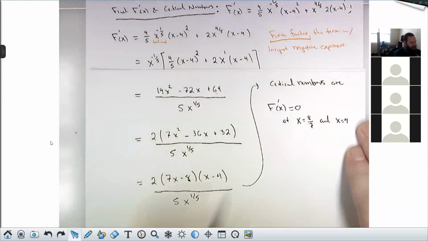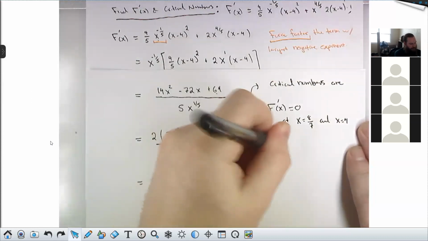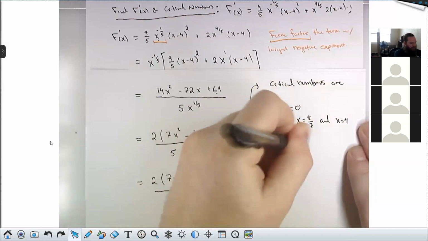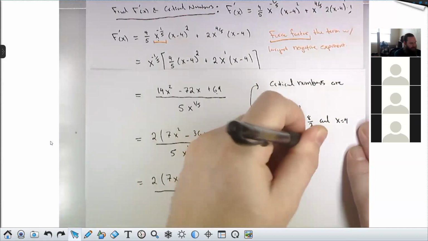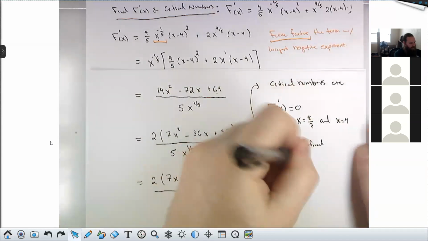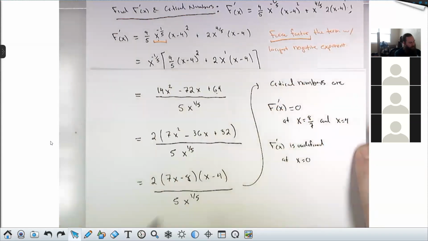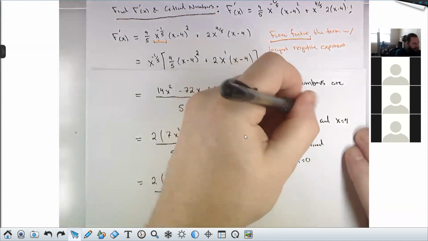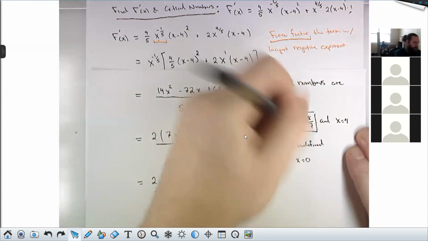And then from the bottom, f prime of x is undefined at x equals 0, right? x to the 1/5 is 0 if and only if x is 0. It's like saying the fifth root of x is 0. So these are my critical numbers, right? And that's what we were told to find.